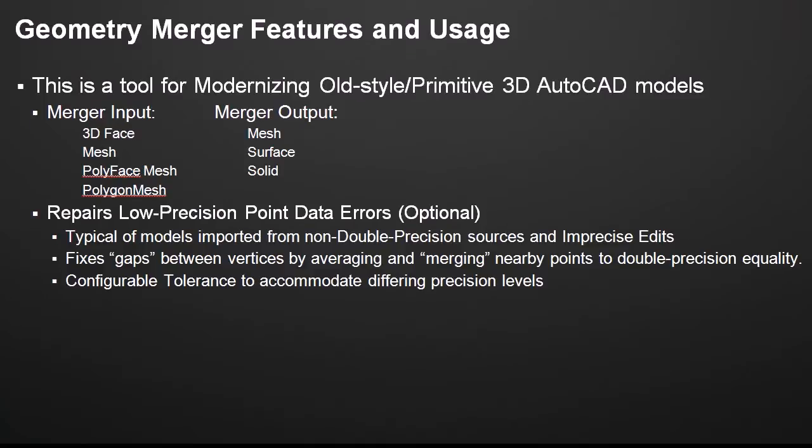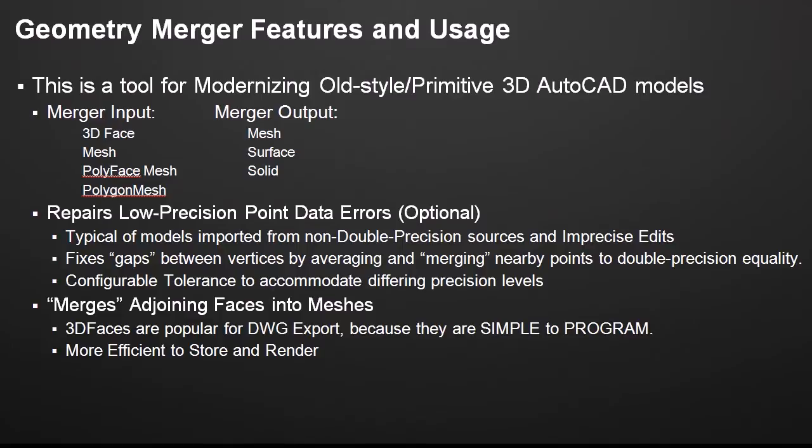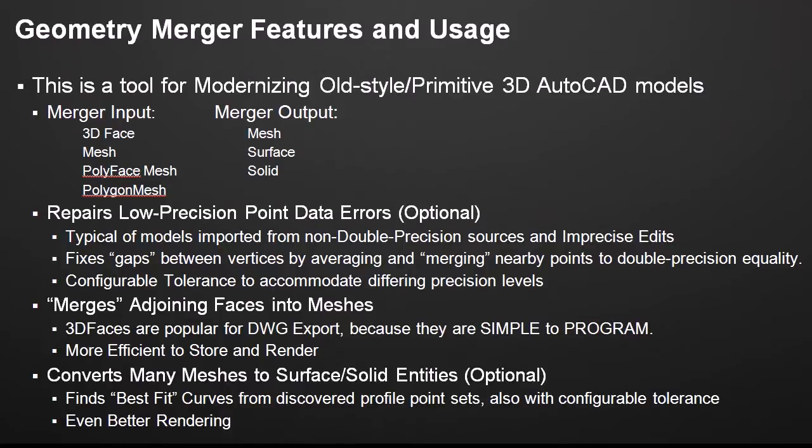Phase 1 is to merge near equal 3D data points into single common points. Phase 2 merges adjoining faces into meshes. Phase 3 fits meshes to a variety of surface and solid forms. The merger results in smaller, more manageable models which render faster and with higher quality.